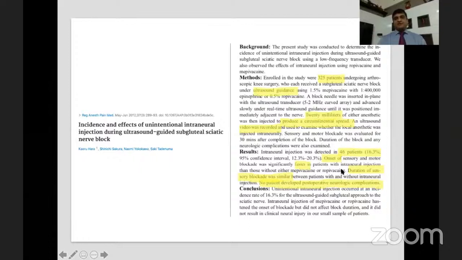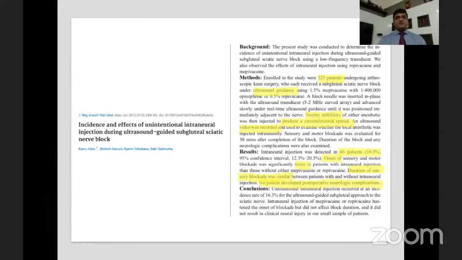Onset of sensory and motor blockade was faster in patients with intraneural injection. The duration of sensory blockade was similar between patients with or without intraneural injection, and no patient developed postoperative neurological complications. So this study shows that even with the use of ultrasound, there is a possibility of intraneural injection.